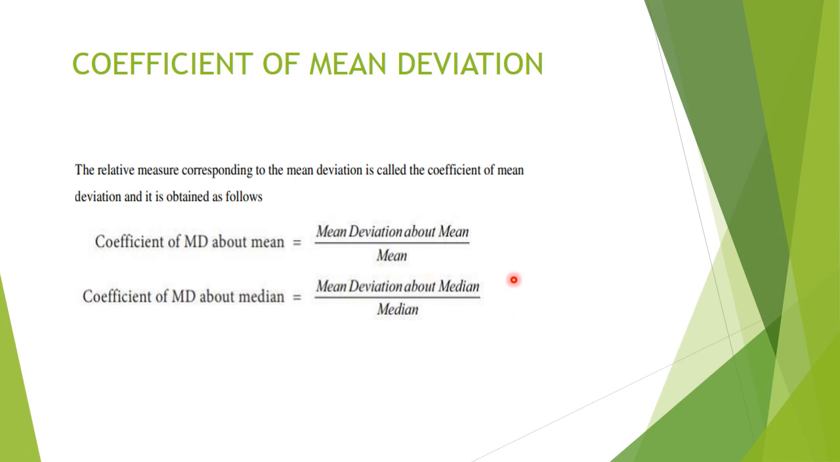Another is coefficient of mean deviation. The relative measure corresponding to the mean deviation is called the coefficient of mean deviation, and it is obtained as follows. Coefficient of mean deviation about mean is mean deviation about mean upon mean, and if we are finding from median, then coefficient of mean deviation about median is mean deviation about median upon median.